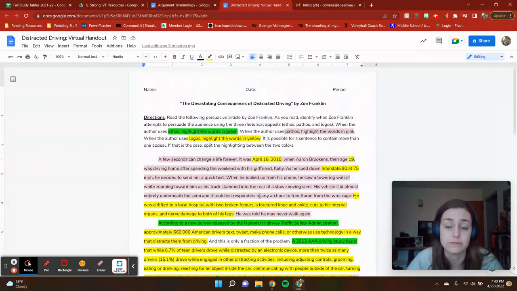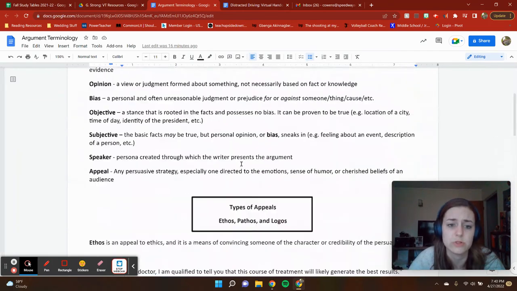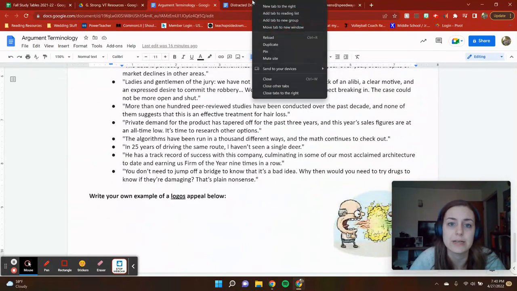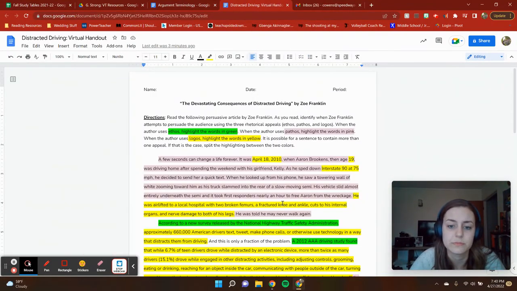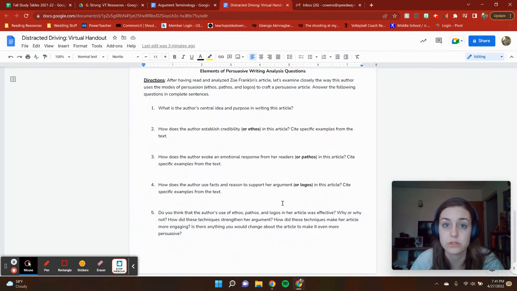All right, so that's it. That's all you're doing for Monday through Wednesday's assignments, is going through this first handout. You really want to make sure you understand what these 3 appeals are and what those terms mean. Give me examples of each of the appeals on there. And then the last part is finishing your highlighting and then trying to answer those analysis questions. So that's it, Gabe. That's all you've got for Monday through Wednesday.